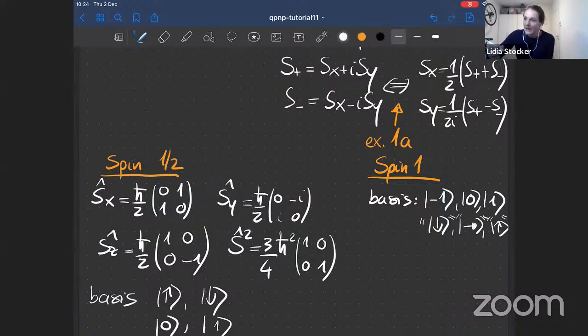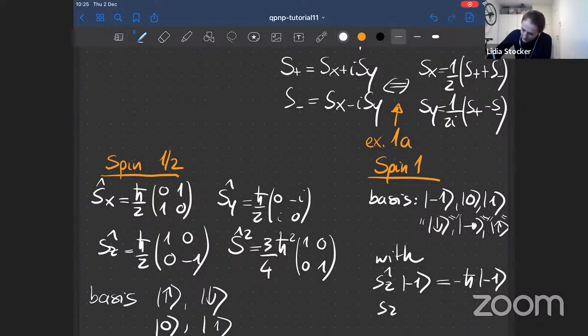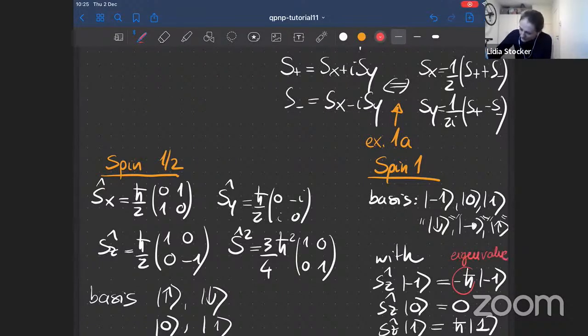And what do we have with this? We write the Sz operator. We decide to give it similar properties to the spin 1/2 case. Here we have Sz of minus 1 equals minus h bar times minus 1, Sz of the 0 state is 0, and Sz of 1 is equal to h bar times 1. These are the eigenvalues, the three eigenvalues.